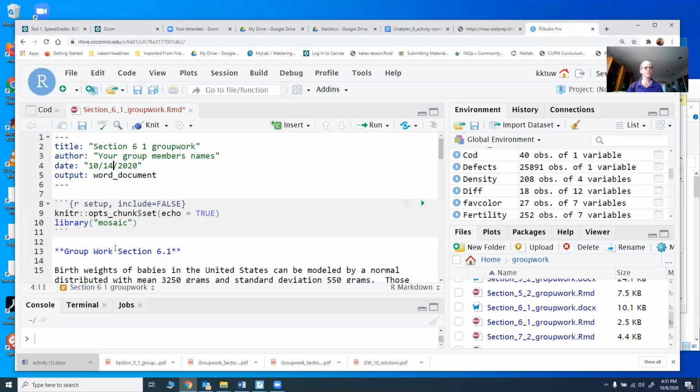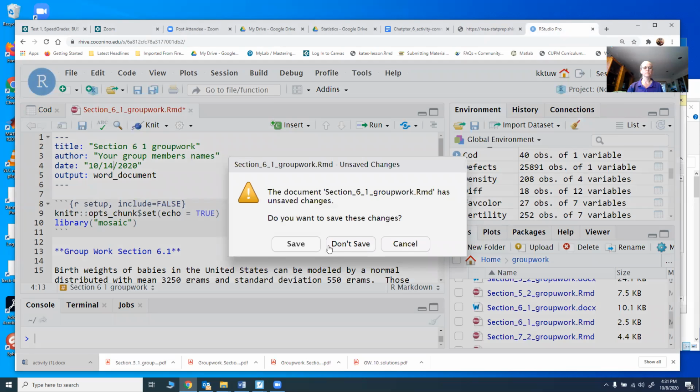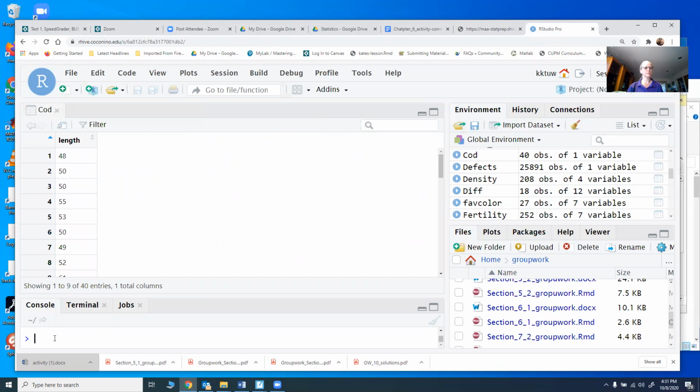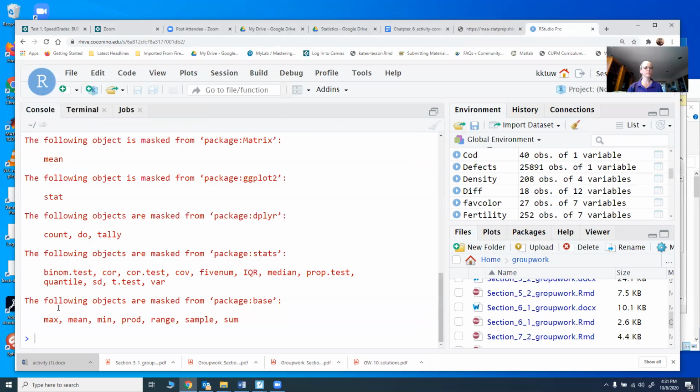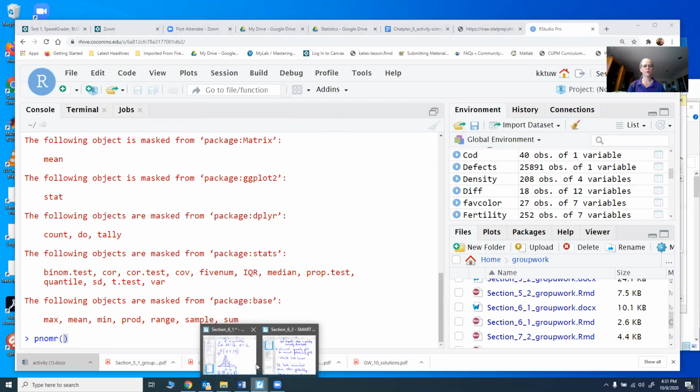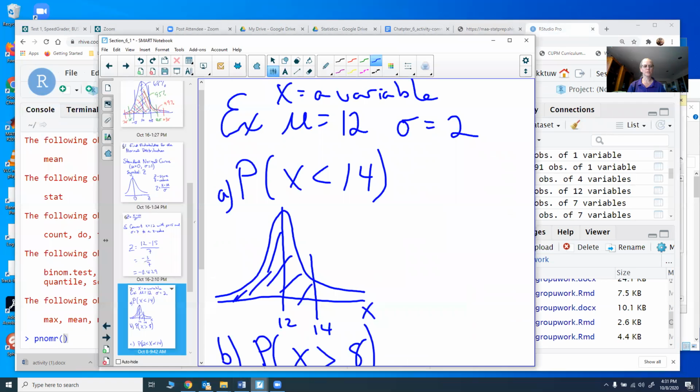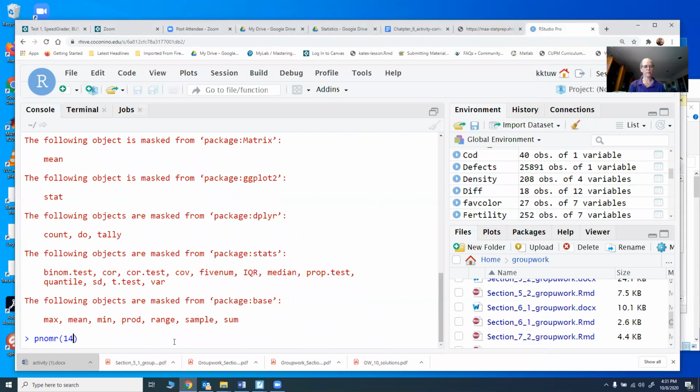In RStudio, you can do this in an RMD file. We're not going to. We're going to actually do this just down here in the console. And I'm just going to do, it's called a p-norm. And I'm going to start off with my 14, I believe is what I had. So if I go back and look at what I wanted to do, I had 14. So we're going to go with the 14.